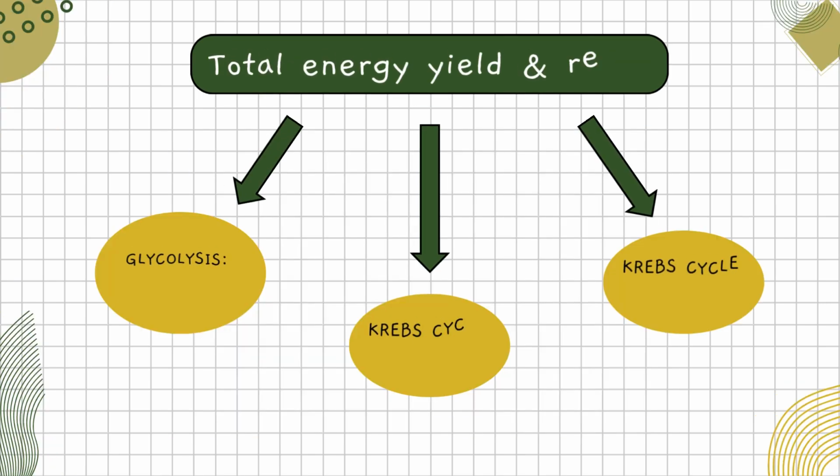Let's do a quick recap. Glycolysis makes 2 ATP, the Krebs cycle yields 2 ATP, and the electron transport chain yields 34 ATP. That gives us a total of around 36 to 38 ATP per glucose molecule. So, the three major steps are glycolysis, the Krebs cycle, and the electron transport chain.